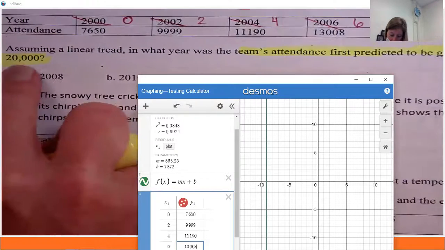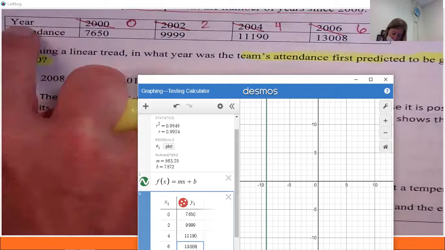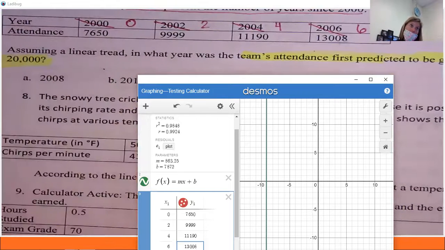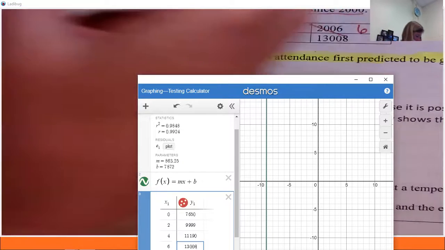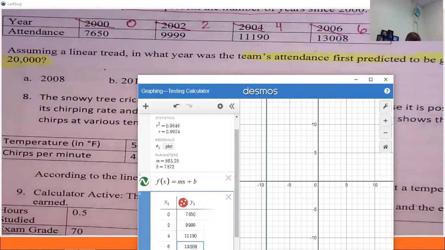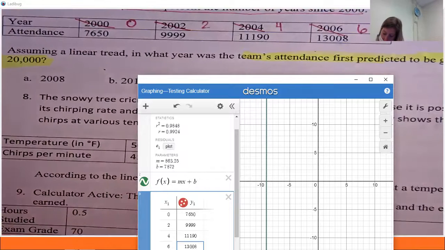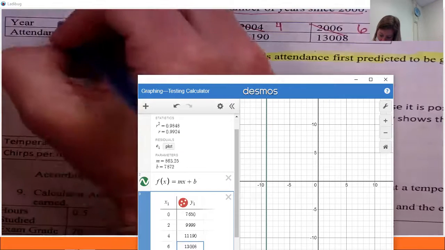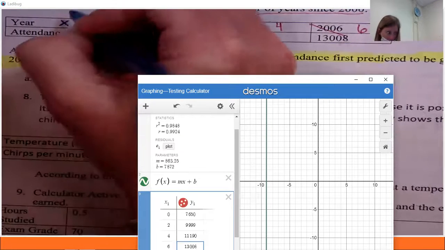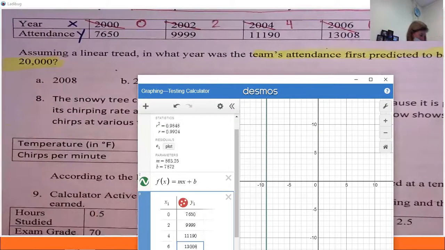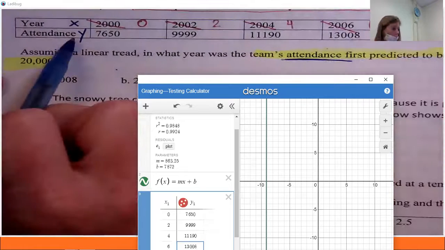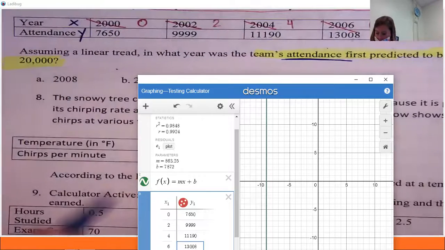All right, so 20,000, Raul, is that a year or attendance? Attendance. So that is an X or a Y, Lindsay? Is that an X or a Y value? Lindsay, you there? I'm sorry, can you repeat that? So attendance is your Y value. Stick with this, Lindsay. Attendance is your Y value.